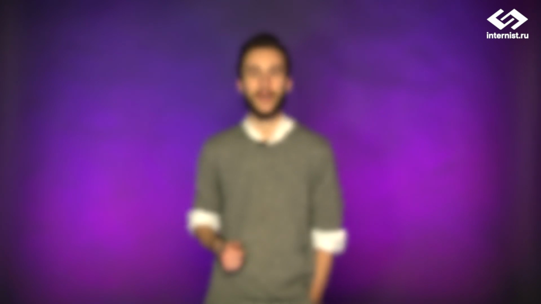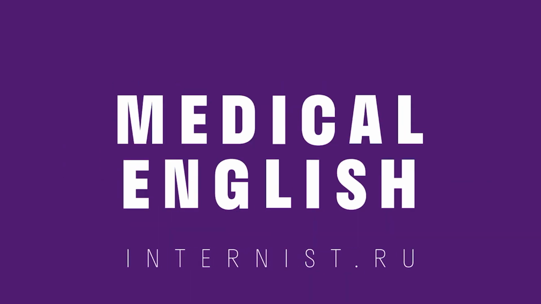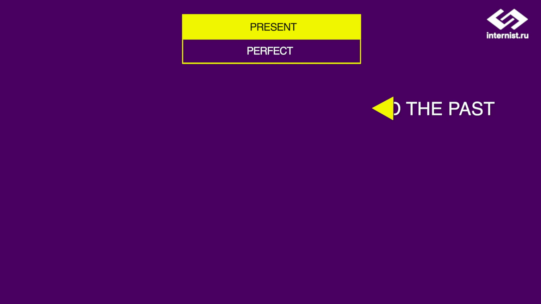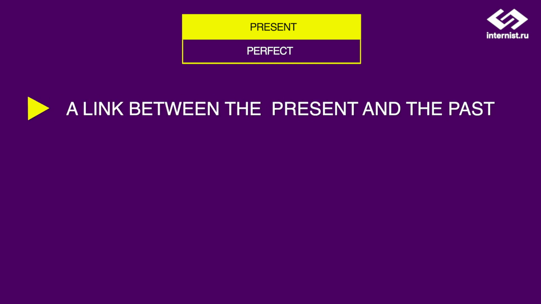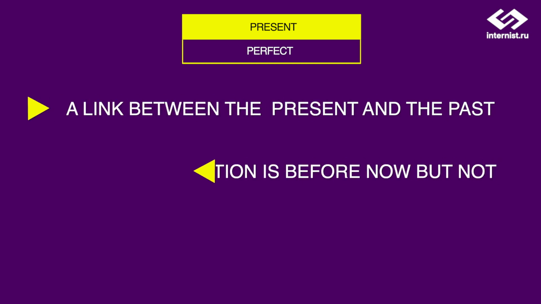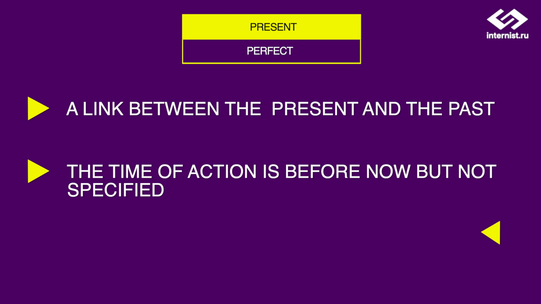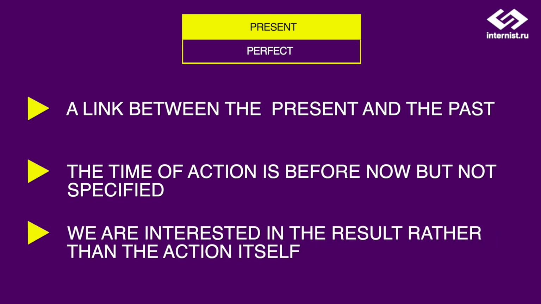Now, let's speak about grammar. Let me introduce something really interesting today. Let's speak about present perfect. So what is the present perfect? The present perfect is used to indicate a link between the present and the past. The time of the action is before now, but not specified, and we are often more interested in the result than in the action itself.